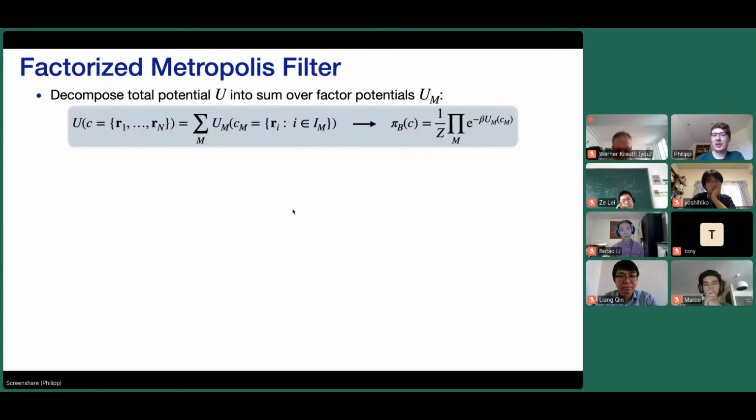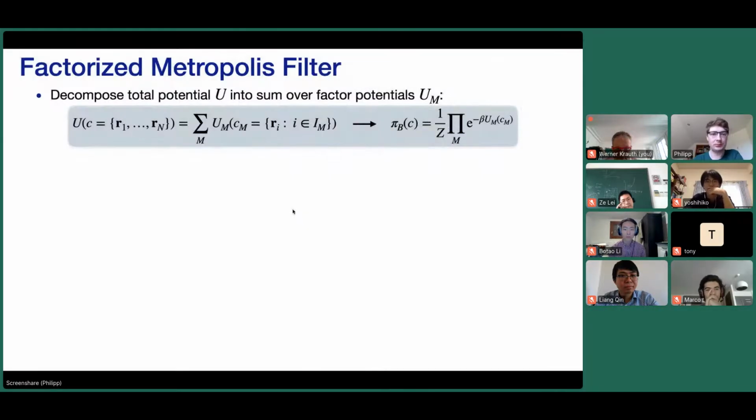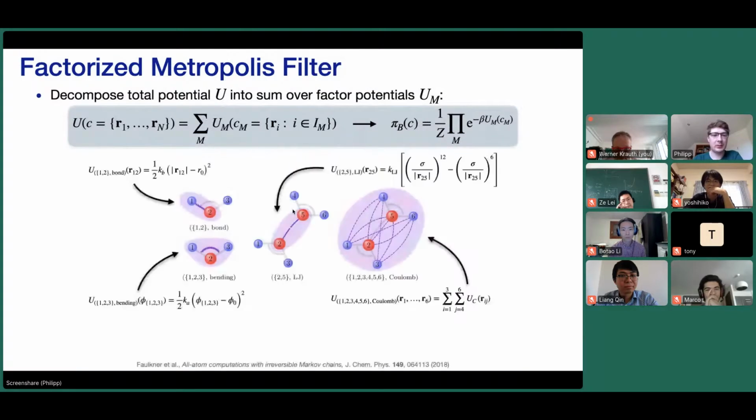So if we want to sample the Boltzmann distribution, for example, then you can directly see that the sum over the factors changes into a product over the exponential weight of this factor potential. To give you an example, we look at the so-called SPC/FW water model, which has a lot of factor potentials, and it is an all-atom model we use to simulate water.